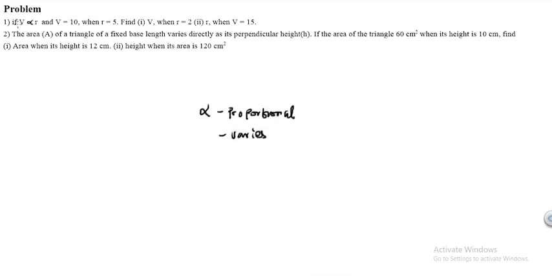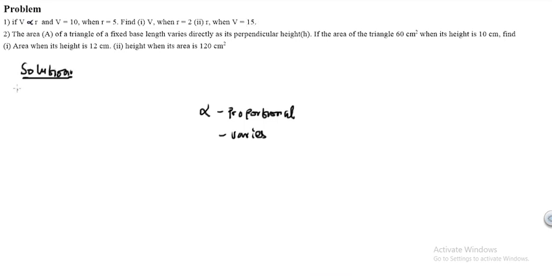So this is saying if V varies as R and V is equal to 10 when R is 5. We are told for the first part of it that we find V when R is 2 and you find R when V is 15. Let's find our solution out.